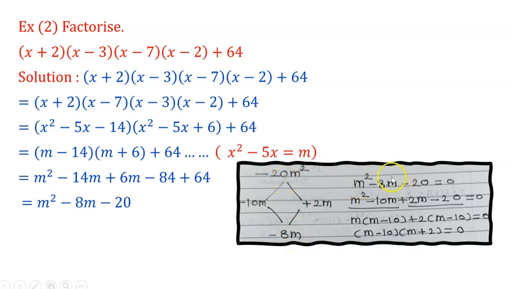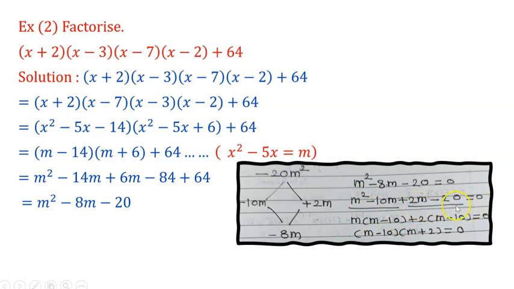Therefore here we write, instead of minus 8m, we write minus 10m plus 2m. Other terms, that is m square minus 20, as it is. Now take common from first these two terms. What is common? M is common. Then in bracket you will get here m minus 10. From these two terms we cannot take m as a common.